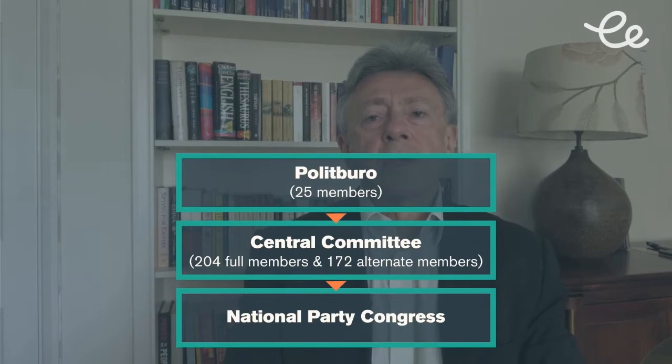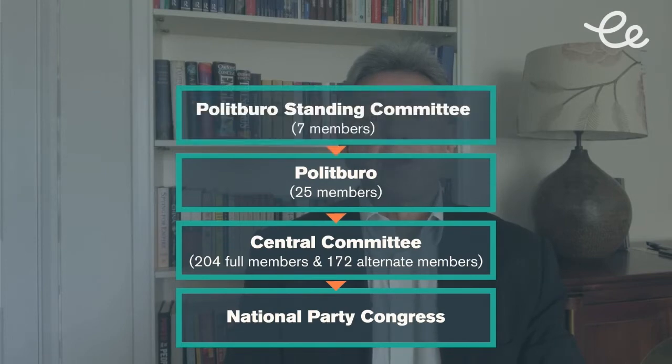Above this is the Politburo Standing Committee. This used to consist of 9 members, but in 2013 was reduced to 7. It meets weekly and is able to make decisions within the policy framework established by the Politburo itself. The composition of both the Standing Committee and the Politburo represents a balancing act between different power groups and factions within the party leadership.